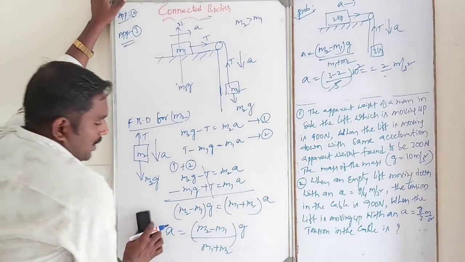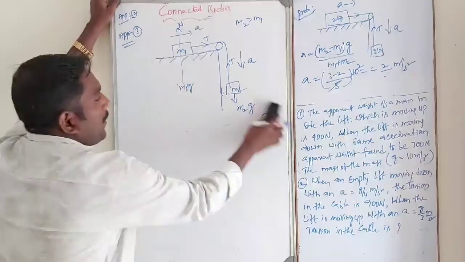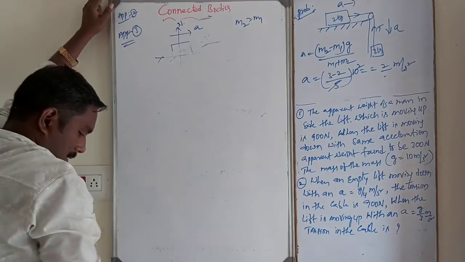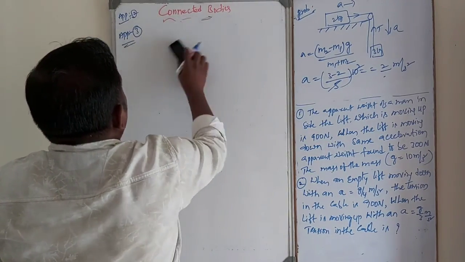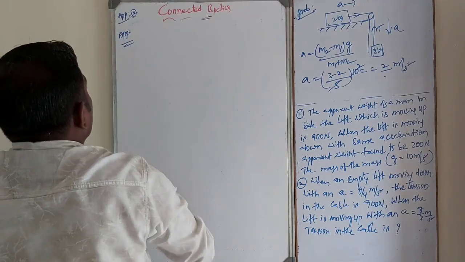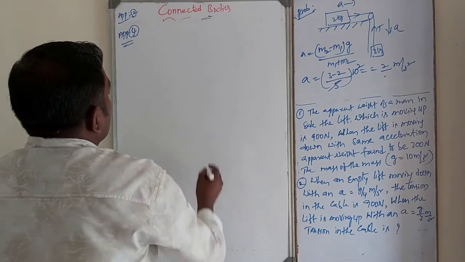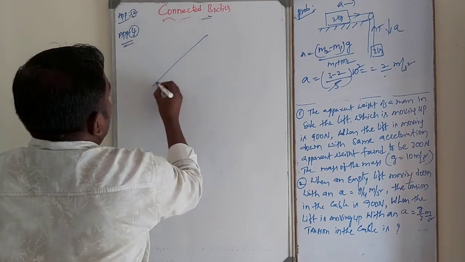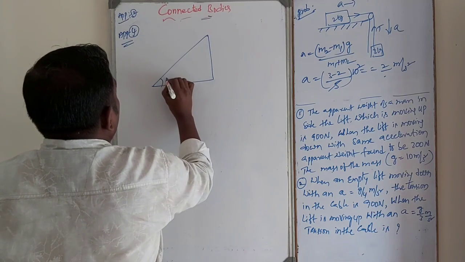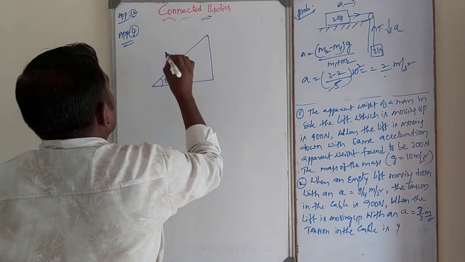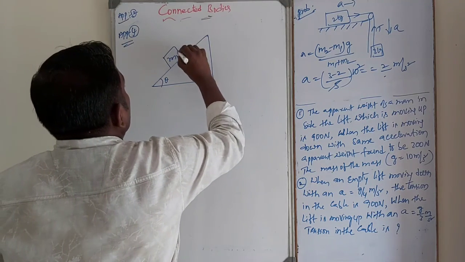Important one. Next, another one. Next model, application number 3. That is for another application. Like this, an inclined surface making an angle theta. This is a body of mass m1, like this.